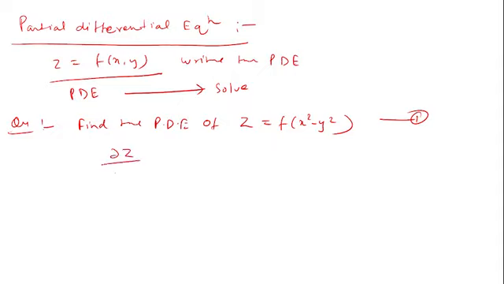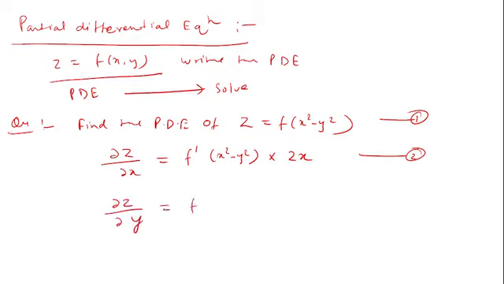Firstly, partially differentiate with respect to x. It will be, how I told you, f dash of x square minus y square. Then you have to differentiate the inside term with respect to x. It will be 2x. This will be your equation 2. Then again, del z by del y will be f dash of x square minus y square multiplied by minus 2y. This will be equation 3.